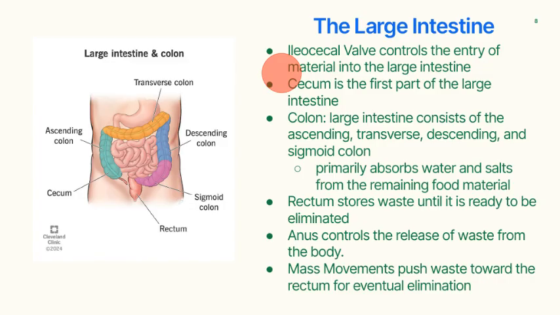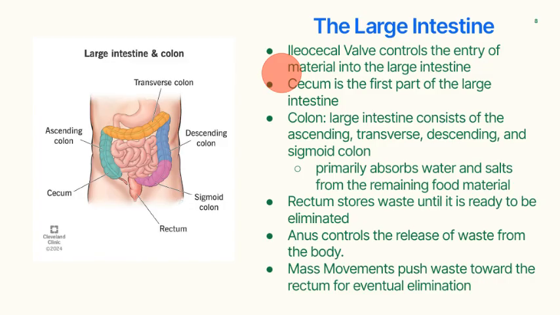The cecum is the first part of the large intestine, where the undigested food begins its journey through the colon. The large intestine consists of ascending, transverse, descending, and sigmoid colon, which all work together to absorb water and salts from the remaining food material. The rectum and the anus. The rectum stores the waste until it is ready to be eliminated, and the anus controls the release of the waste from the body.